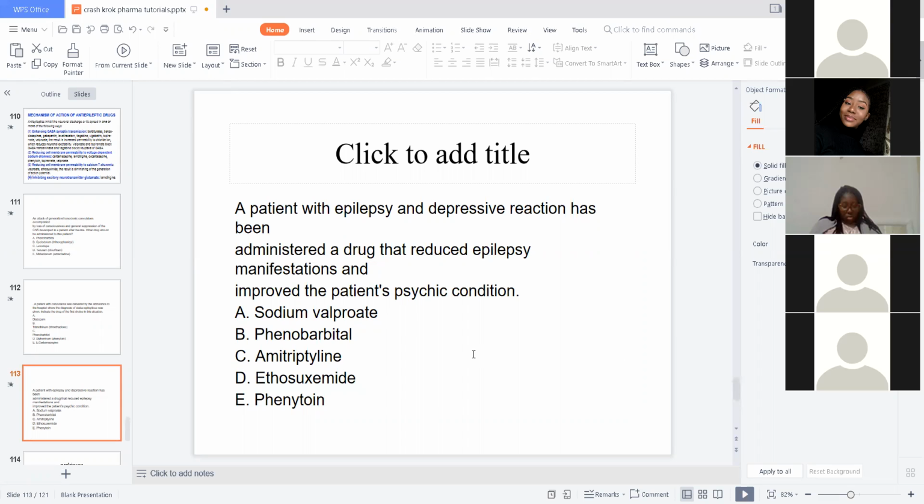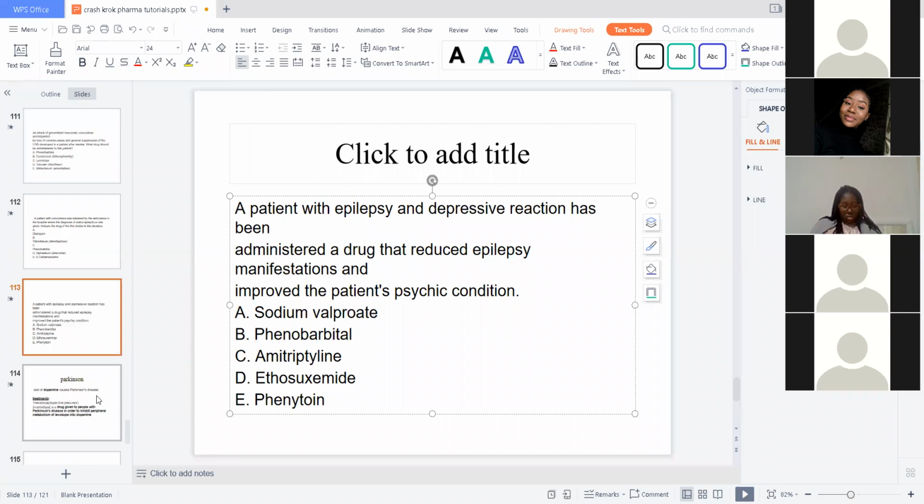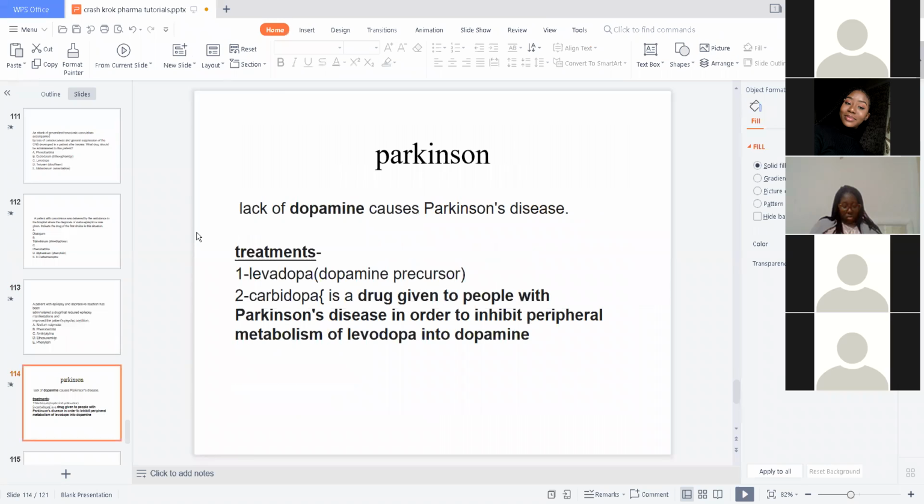This is a tricky question because phenobarbital can also be used to treat epilepsy. But the main thing here is that the patient's psychic condition improved. For that, the drug of choice is sodium valproate. Sodium valproate can improve the psychic condition, but phenobarbital cannot. So take note of this question because it can be quite tricky. Okay. So the next disease we have is Parkinson.